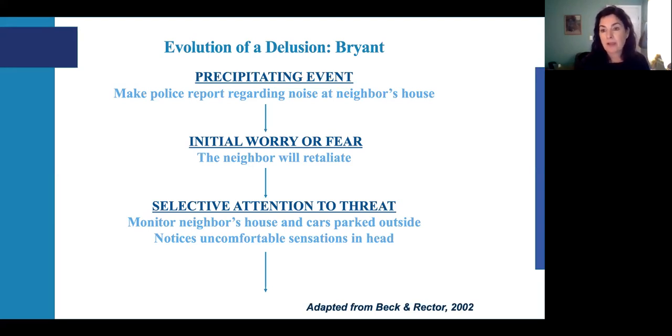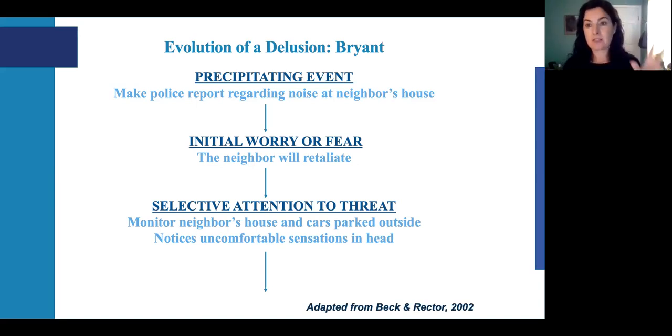This was adapted by Aaron Beck and Neil Rector, who are colleagues, about how an actual real situation in the person's past evolves into a full-on delusion, right? There's a lot of nuts and bolts and pieces to this, but this is a summary of how that might look. And there are these different categories. We'll just take Bryant as an example so you can get a picture of this. The first thing is the precipitating event. And the precipitating event is real. It is an actual thing that happened to a person, to a client. Maybe it was 15 years ago, maybe it was 6 months ago, but this is the precipitating event.